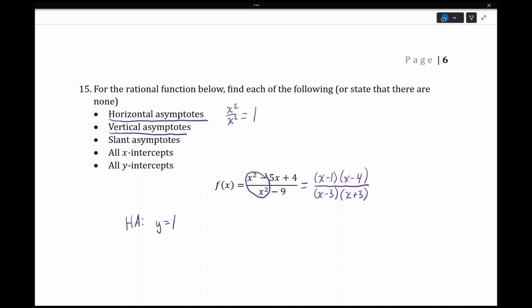Vertical asymptotes are divide by 0 errors. So let's look at what makes the denominator 0. Well, x equals 3 will make the x minus 3 equal 0, and x equals negative 3 will make the x plus 3 factor equal 0. Slant asymptotes. Here there are none because we have a horizontal asymptote. You can't have both. You either have a horizontal, a slant, or no asymptote.